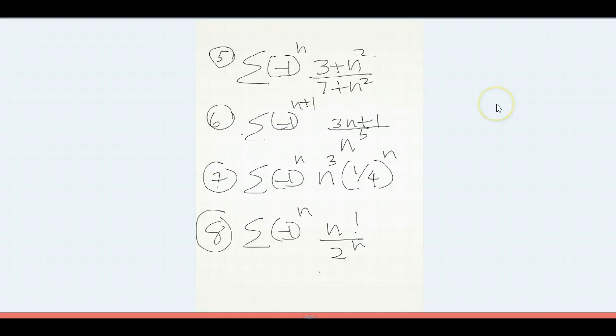Alright, so this one right here. Once again, let's look at the first part. Part 1, let's see whether I can use the AST here. Well, the alternating widget is there, but take a look at this one. This looks kind of suspicious, isn't it? Because the top has n squared and the bottom has n squared. So the remainder is this for the AST.